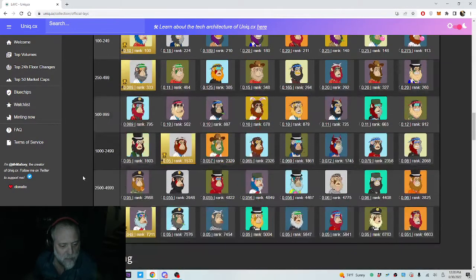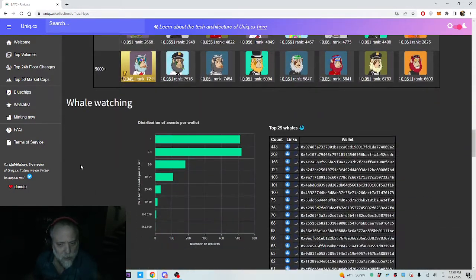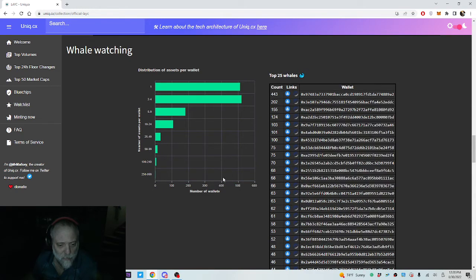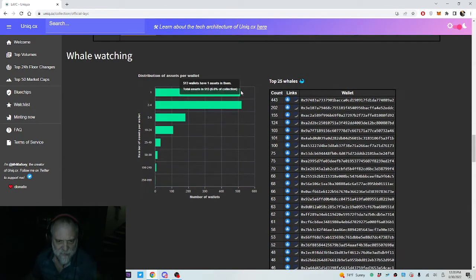So that's the bang for your buck. Of course, you can go to the whale watch list and you can see who holds what, the number of wallets, and the amount that are distributed. There's over 500 wallets that hold one. There's over 500 wallets that hold 2 to 4. So 1,000 of the wallets are holding less than 4 apes in each of them.